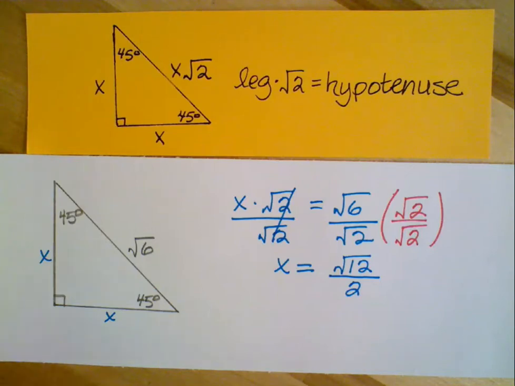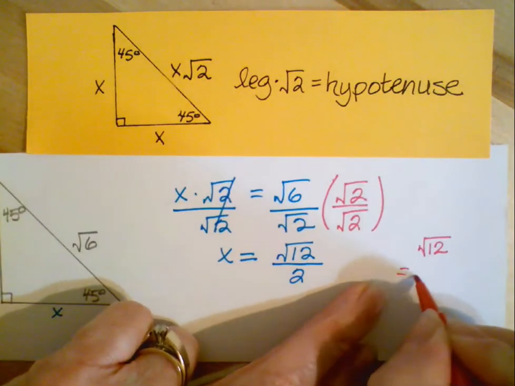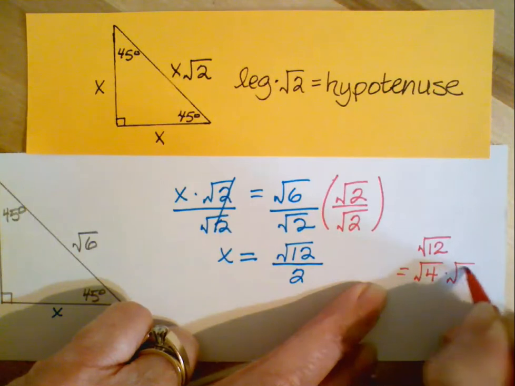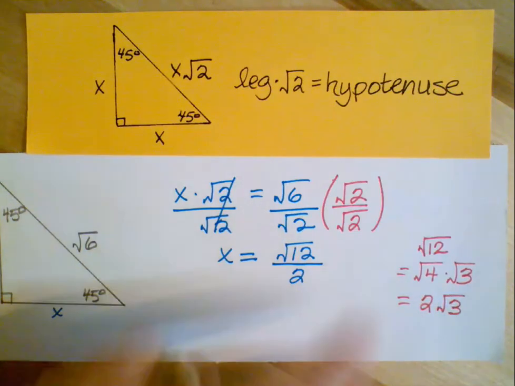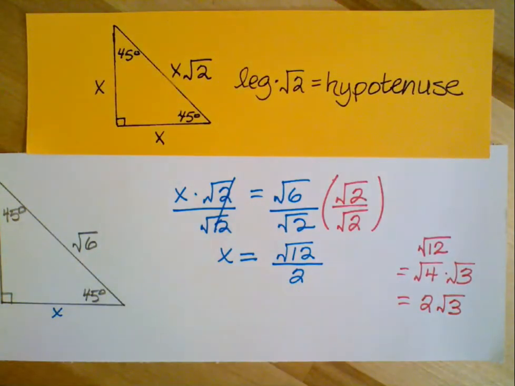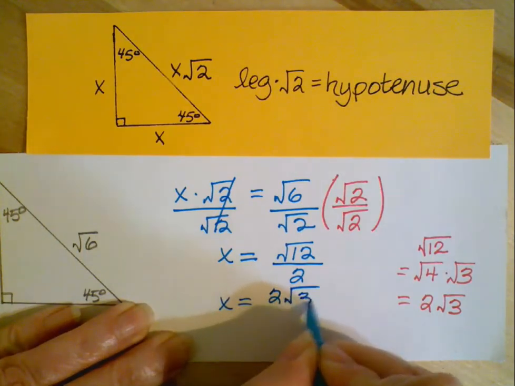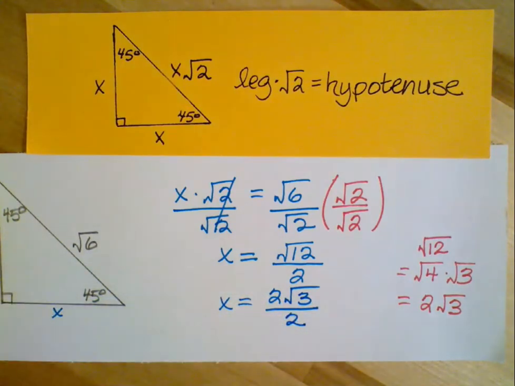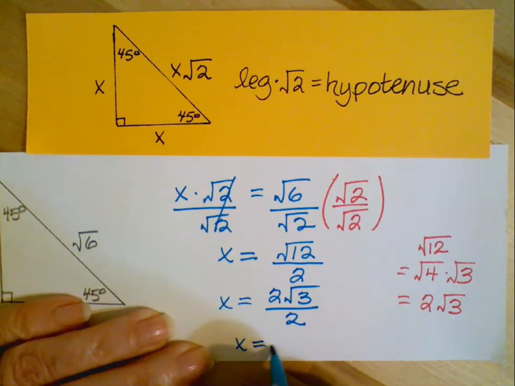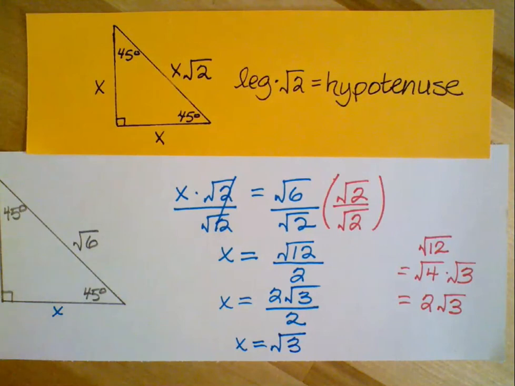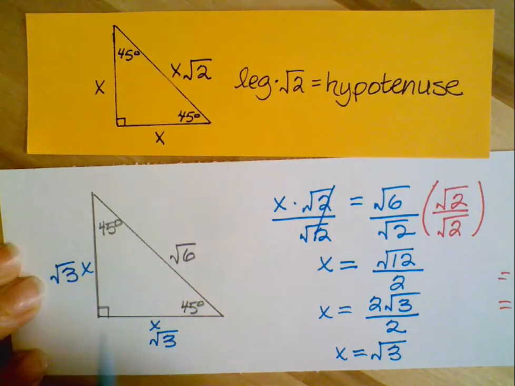We know, kind of off to the side here, we know that the square root of 12 is equal to the square root of 4 times the square root of 3, which would be 2 times the square root of 3, if we were to simplify. So our numerator here is actually 2 square root 3, and that's being divided by 2. And there again, we can see that these whole number 2's are going to cancel, leaving x, the length of the leg, as square root of 3, which would make this a square root of 3, and this one a square root of 3 in length as well.